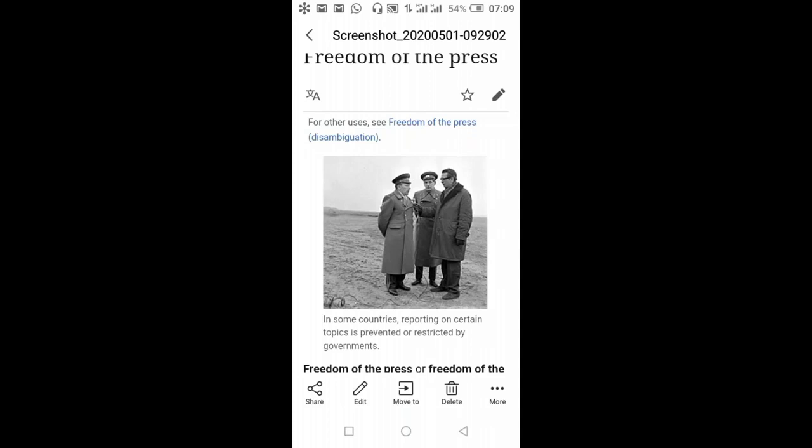The concept of press freedom started way back in 1766 in Sweden. That is during the first century.